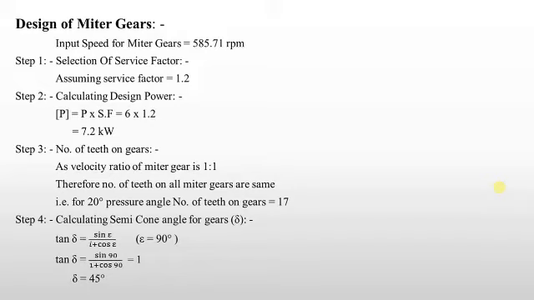Third step is calculating number of teeth on gear. As velocity ratio for miter gear is 1:1 and we are assuming pressure angle is equal to 20 degrees, therefore number of teeth on gears is equal to 70. Step 4, calculating semicone angles for gears, that is delta. Tan delta is equal to sin theta upon I plus cos theta. Here theta is equal to 90 degree. Therefore delta is equal to 45 degree.